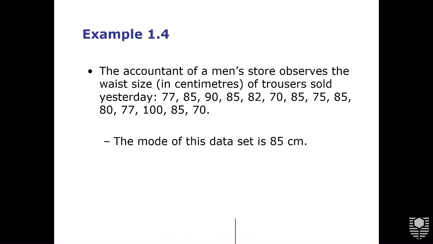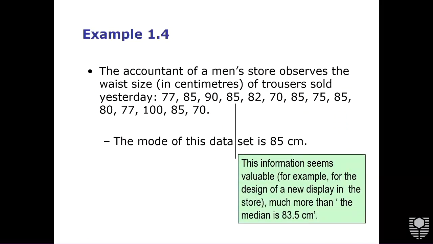An example of this, yeah, that's a clear example. The counter of a men's store observed the waist size in centimeters of trousers sold yesterday. They ask you to check which one of these different sizes is the most frequently sold yesterday. So we have 77, 85, 90, 85, see? You can see that 85 is the most frequent size being sold in this shop, right?